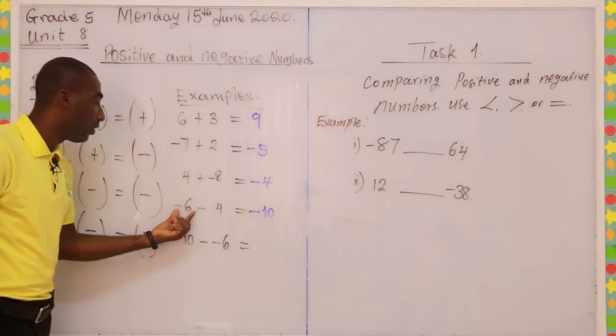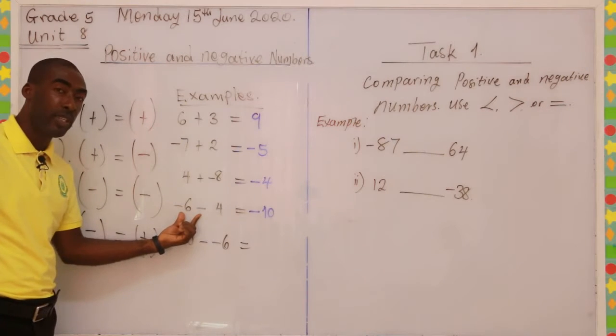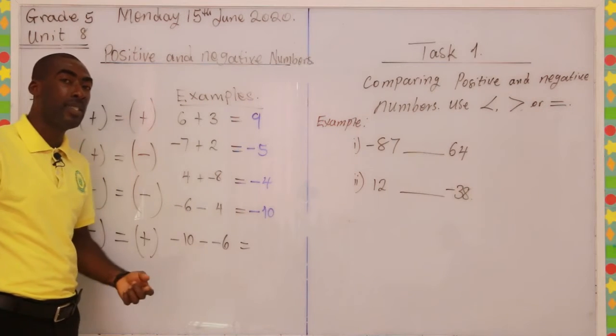It means you are owing and then you go to borrow. So which means you are still owing. So it gives you minus 10.